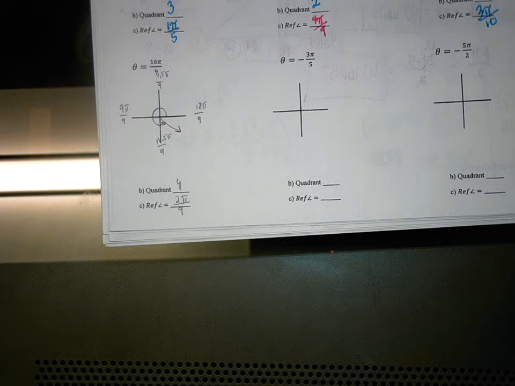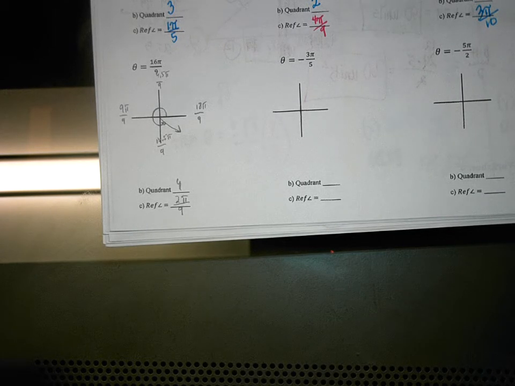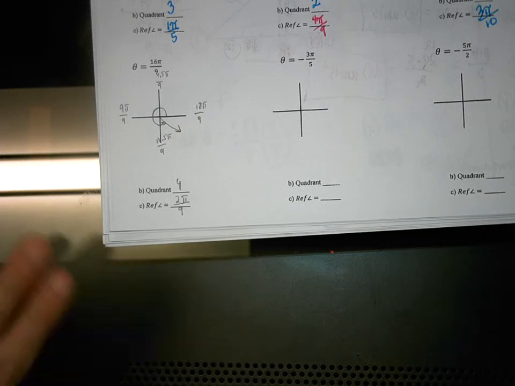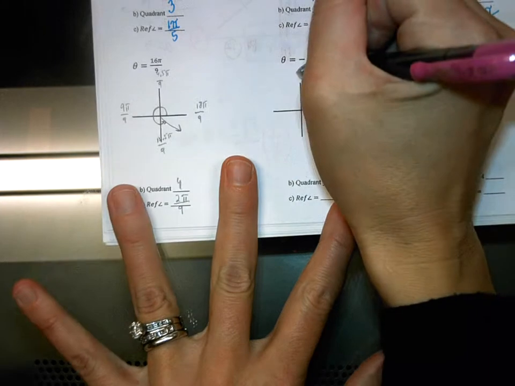Okay, the next one's dealing with negative. So it's clockwise. Yeah, so we're going to go clockwise. We still are going to label it kind of the same. You might want to, I'll show you, you have some options. But, so our denominators are all 5.